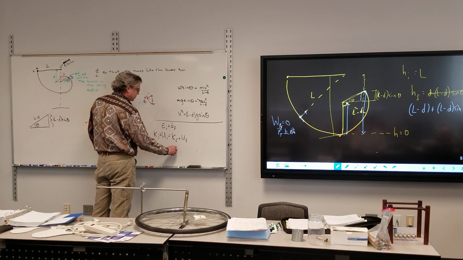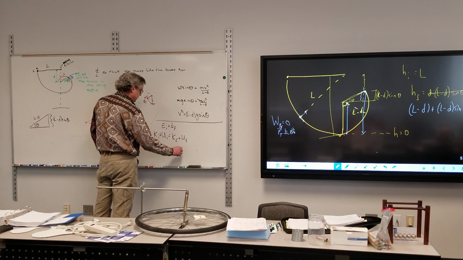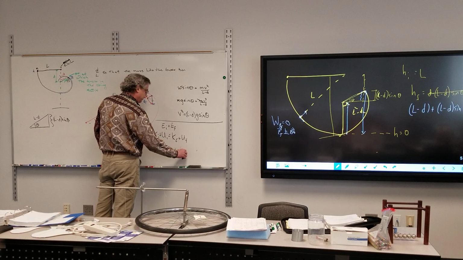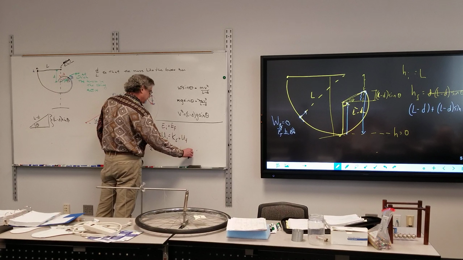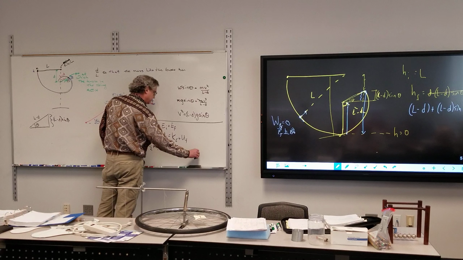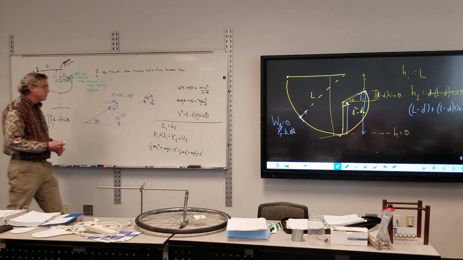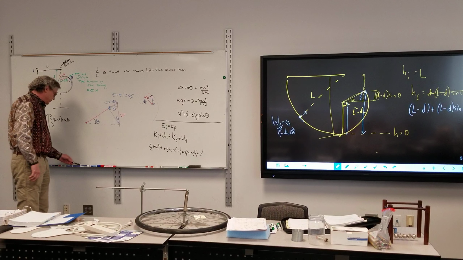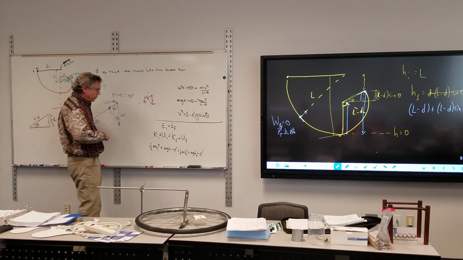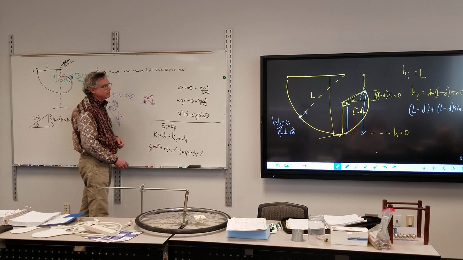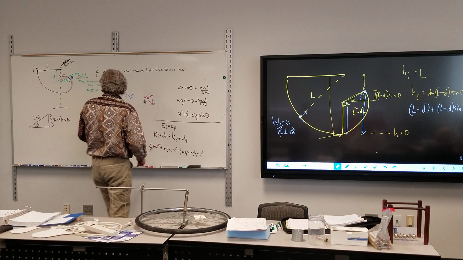Plus a constant, I'll go ahead and throw a constant in there, is equal to 1/2 m v final squared plus m g h final plus the same constant, which will immediately cancel out. All right, so let's see what we can get rid of here. I know it's going to start at rest, even though I didn't state that explicitly.